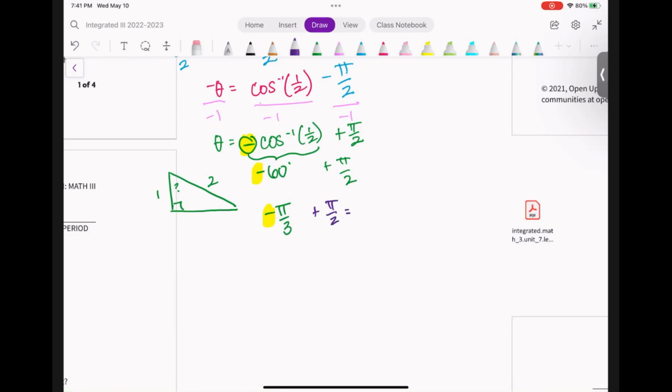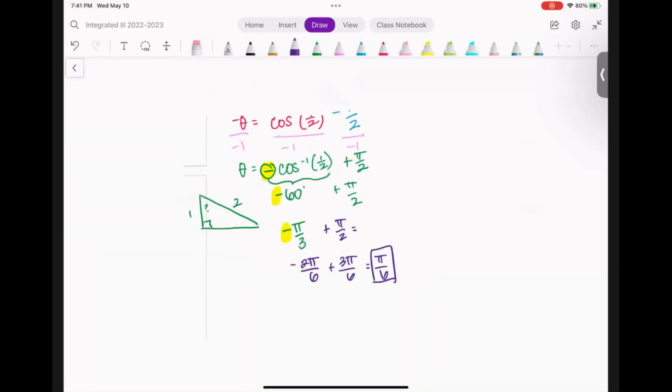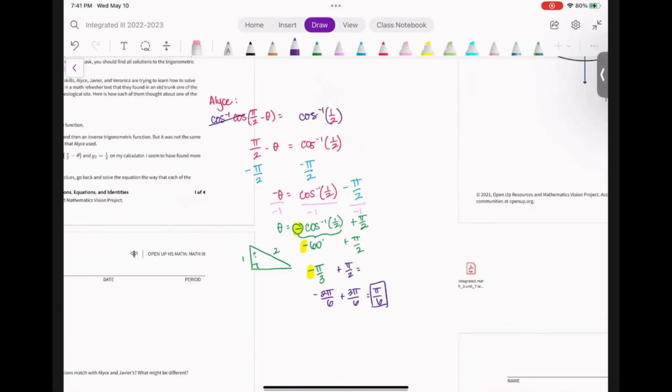So if you remember your fractions, I'm going to use a denominator of 6, so negative 2 pi over 6 plus 3 pi over 6 is pi over 6. So this is what Alice gets as her answer.